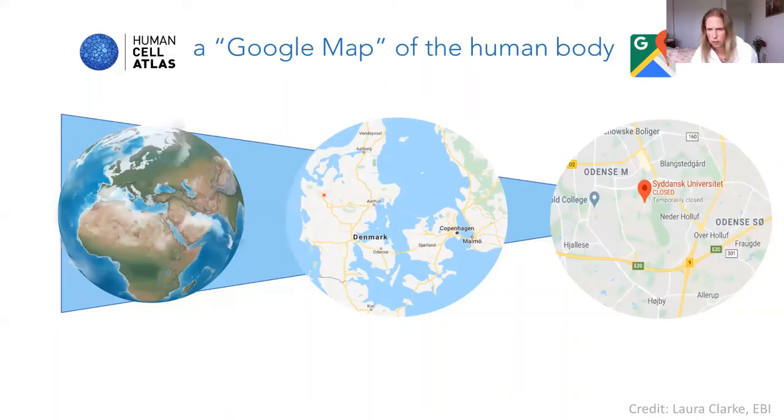And coupled with the spatial methods that I haven't showed you in detail, we'll come onto that later, what we're aiming to do is to create a Google map of the human body. And so here, what we want to do is really to get from the Google continents to the Google cities, to the real street maps view, where we know where each cell is in its neighborhood, who are its neighbors, and what are the characteristics of each cell.